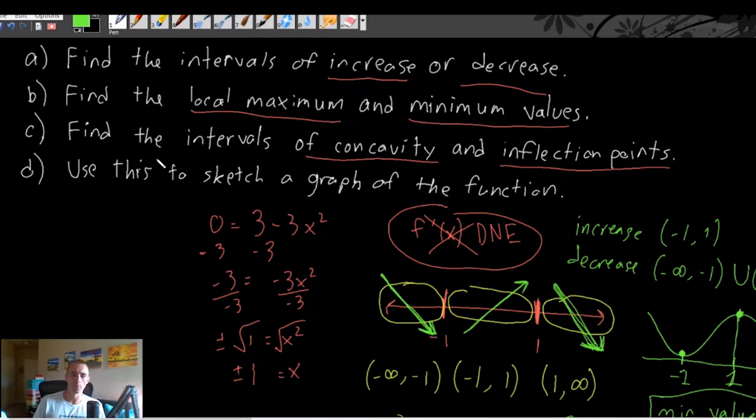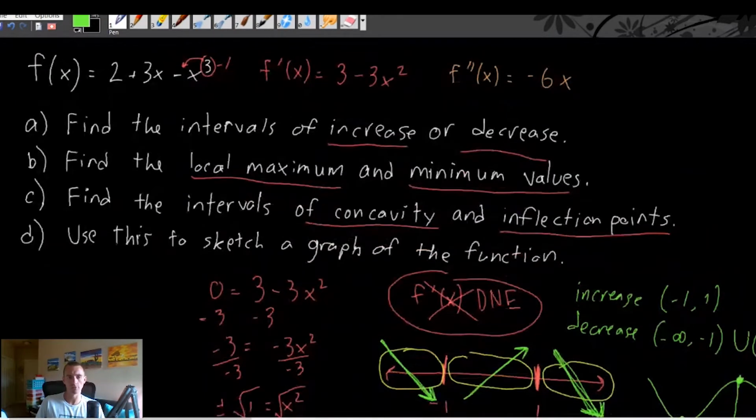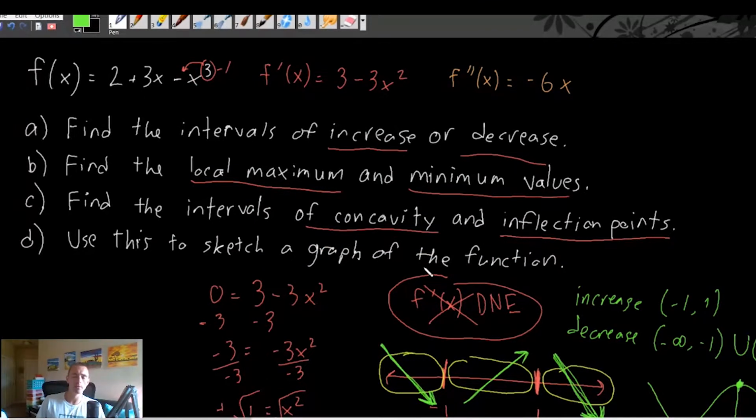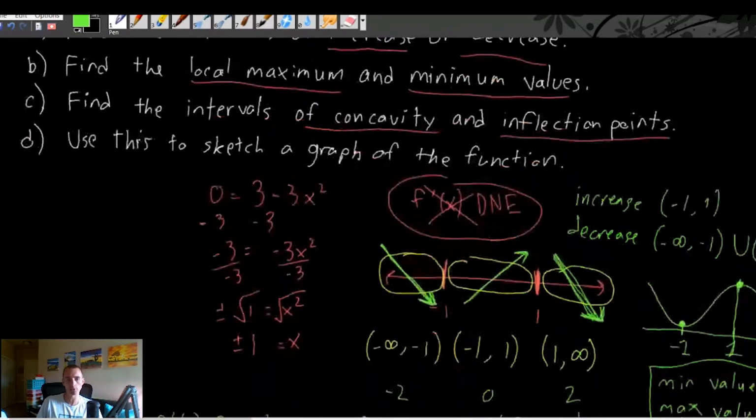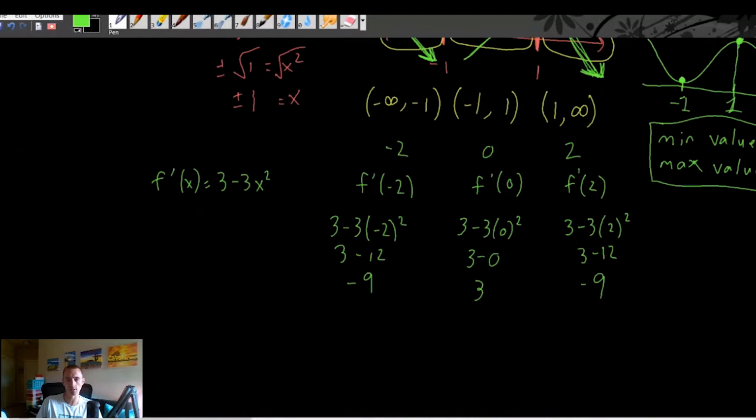Now, moving on to part C here, we need to find the intervals of concavity and inflection points. So this is really not going to be too different from what we had to do for part A. Finding intervals of concavity is very similar to finding intervals of increasing or decreasing. Finding inflection points is very similar to finding critical numbers. Of course, part A didn't tell us to find critical numbers, but we had to find them in order to find the increasing and decreasing intervals.